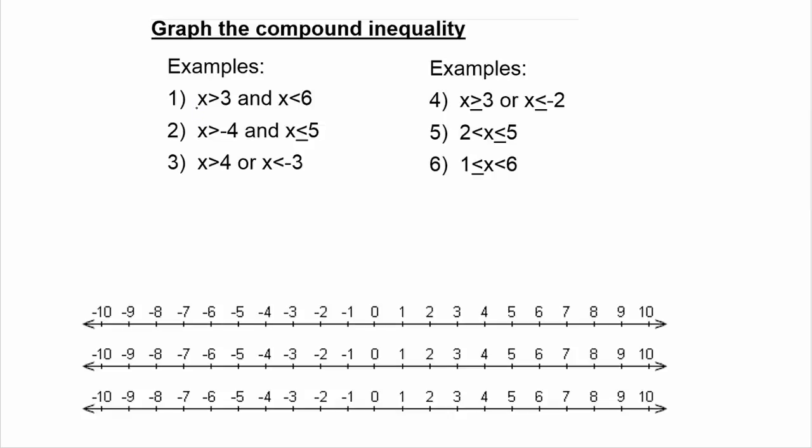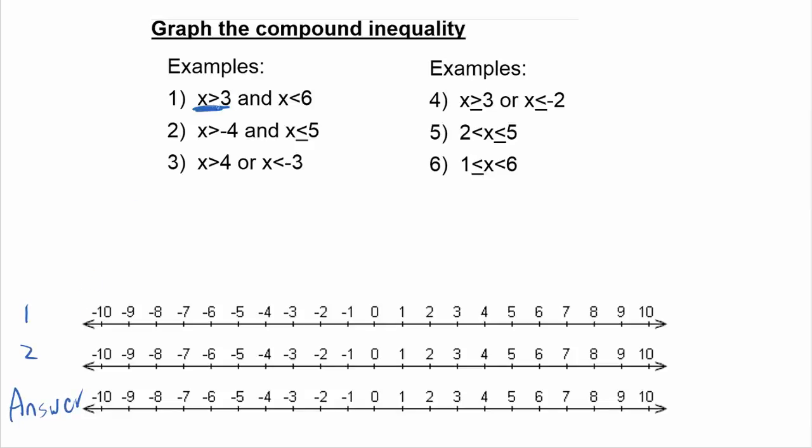Okay, we'll start off here with number 1. So the first one says x is greater than 3 and x is less than 6. So my first instinct here should be that I need to find out where these two graphs are going to overlap. Okay, so to do that, I'm going to graph them each separately on a number line. This first number line and the second number line are going to be to show my work, and then the last number line is going to be my answer number line when all is said and done.